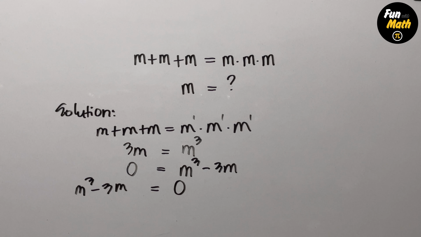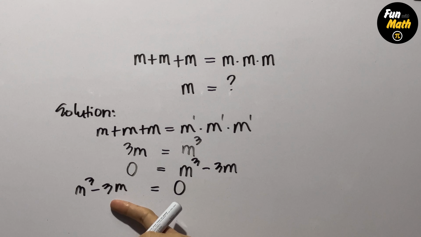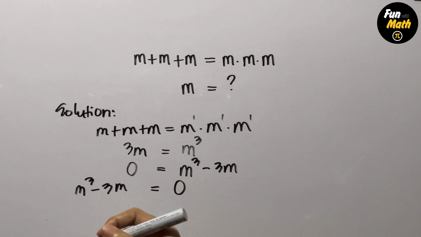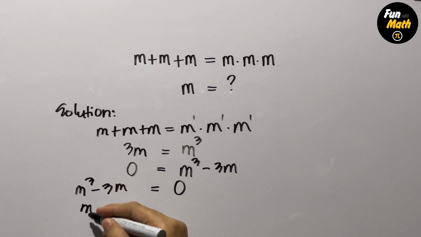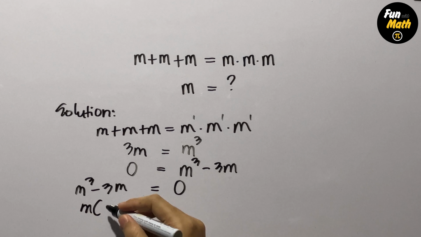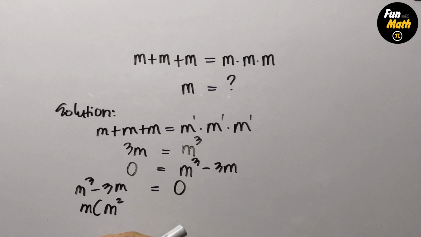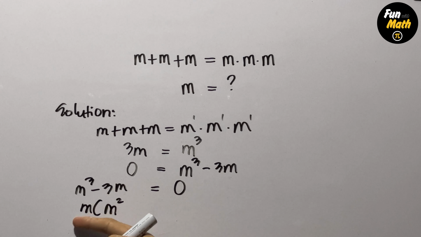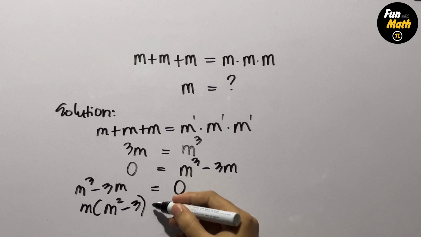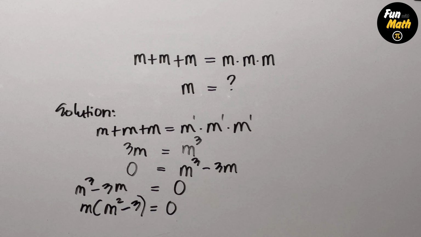Now next, for the left side, m cubed minus 3m, we can factor this in terms of the common factor. The common factor is m. So m times m cubed divided by m, that is m squared, negative 3m divided by m, that is negative or minus 3, then equals 0.